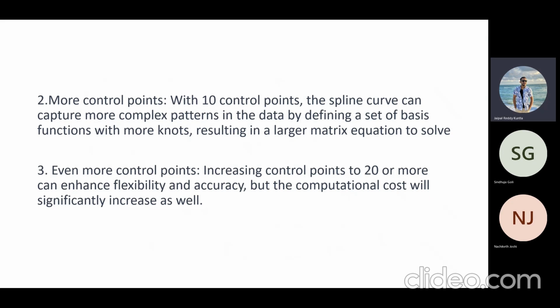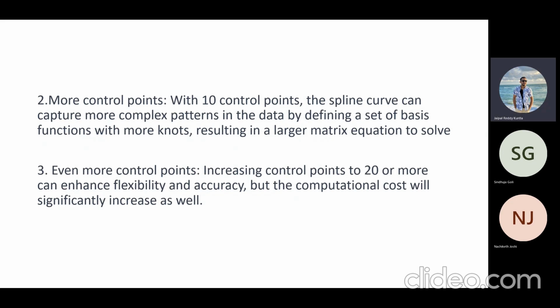So when the number of control points is increased, the matrix equation becomes larger, because the number of control points is more. So the values run from 1 to n minus 1. For the first one we consider from 1 to 5, so it's 1, 2, 3, 4, 5. The equation contains only five categories, but here we go with 10 categories, and for the third one we go with 20 categories, which is more difficult and more cost consuming. So these are the three types, and from here Sindhu will continue the presentation.